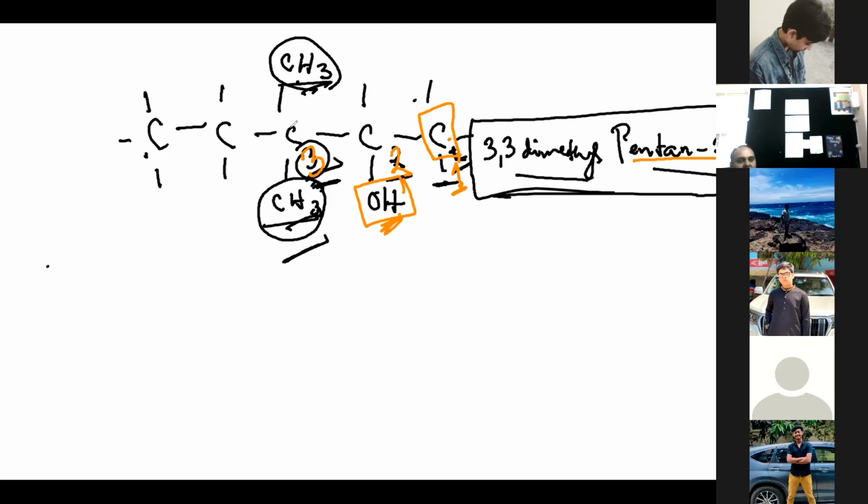And since the methyl groups are linked to the third carbon, the name will be 3,3-dimethyl, because there are 2 methyl groups. So 3,3-dimethylpentan-2-ol. Understood? Yes, sir.